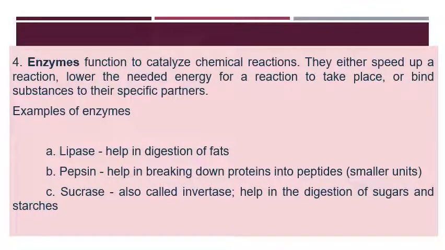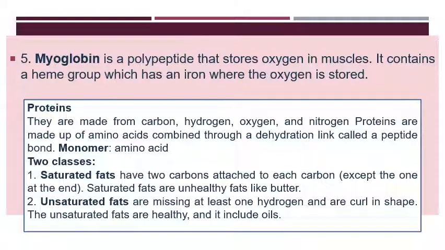Number 4. Enzymes function to catalyze chemical reactions. They either speed up a reaction, lower the needed energy for reaction to take place, or bind substances to their specific partners. Examples of enzymes: A. Lipase, helps in digestion of fats. B. Pepsin, helps in breaking down proteins into peptides, smaller units. C. Sucrase, also called invertase, helps in the digestion of sugars and starches. Number 5. Myoglobin is a polypeptide that stores oxygen in muscles. It contains a heme group which has an iron where the oxygen is stored.